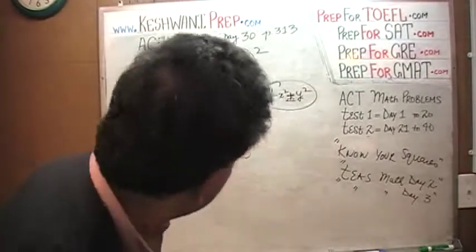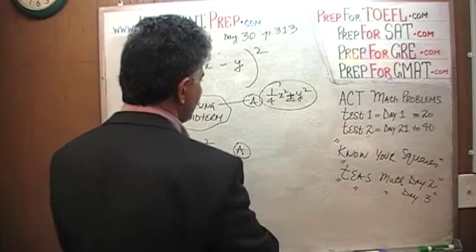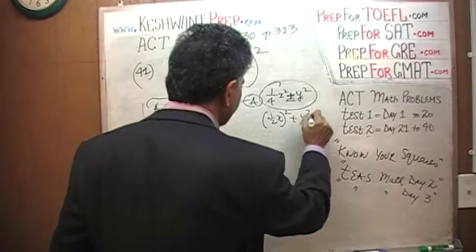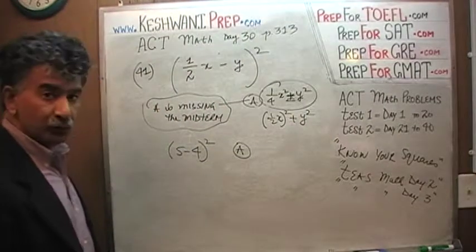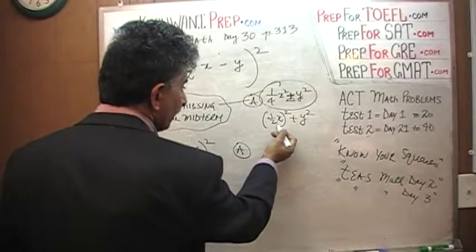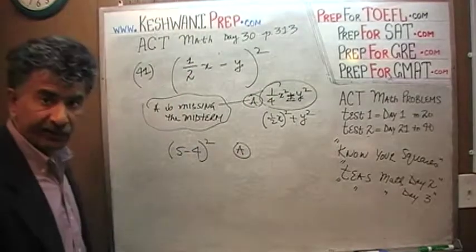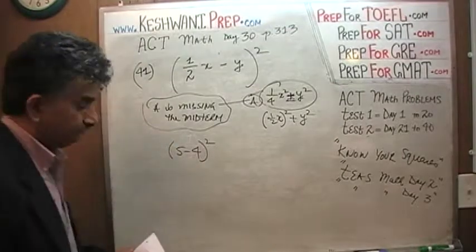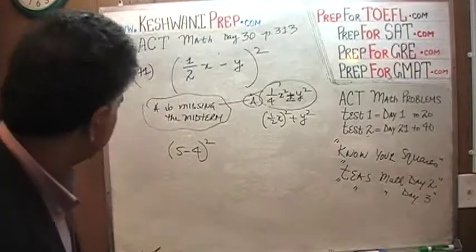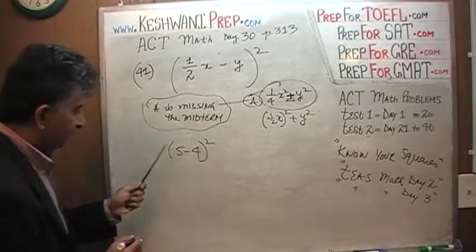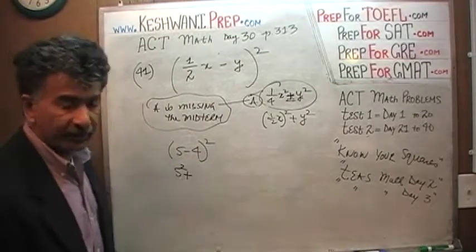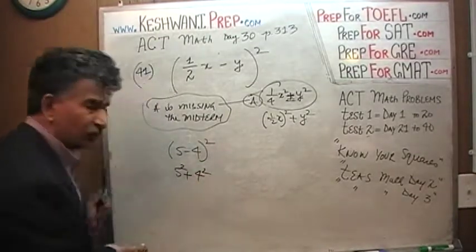In answer choice A, we have (1/2 x) squared plus y squared. If you use that logic, answer choice A says it is the square of the first quantity plus the square of the second quantity. Well, let's find out what's going on here. The square of the first quantity, in this case, will be 5 squared, plus the square of the second quantity, which is 4 squared.